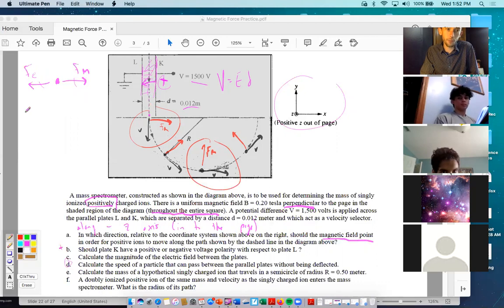I know the electric force is Q times E, and in part C, I just calculated what that field is. So now I'm going to set that equal to the magnetic force, which is Q V cross B. V cross B is V B sine theta, where that angle theta is the angle between the two vectors. The field vector is always pointing into the page, so of course, that is 90 degrees.